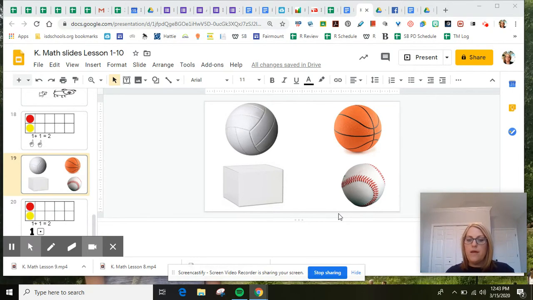We're going to try another game of which one does not belong. I want you to take a minute to notice what is on your screen. Think about which one does not belong.